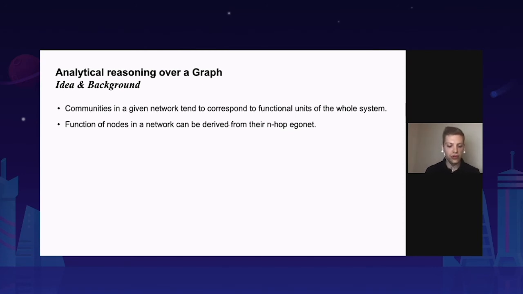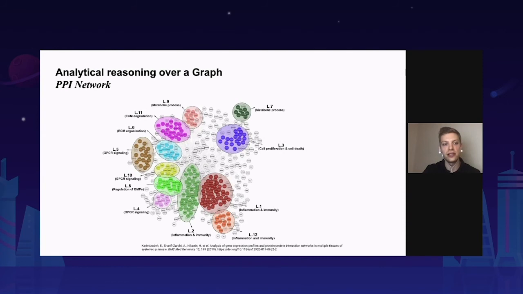It is proven in research, and in practice in many domains, that nodes tend to cluster, or tend to create communities with other nodes that share similar functions in a specific network or the whole system. Based on this, we can quickly conclude that the function of a specific node in a network can be derived from this node's n-hop egonet or neighborhood. And this is true, for example, for the protein-protein interaction network.